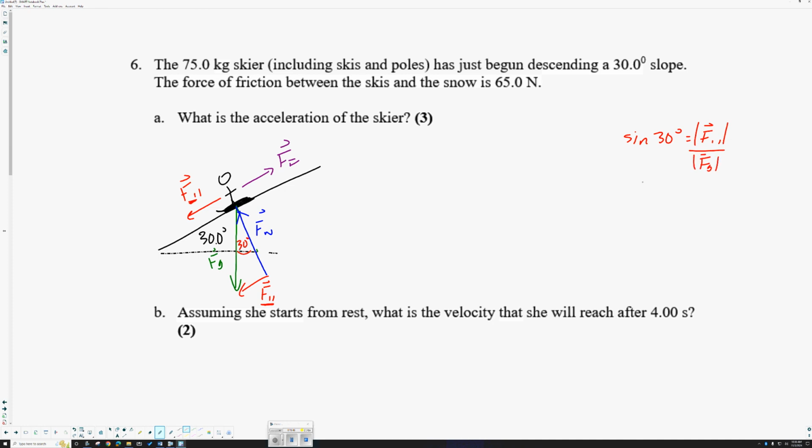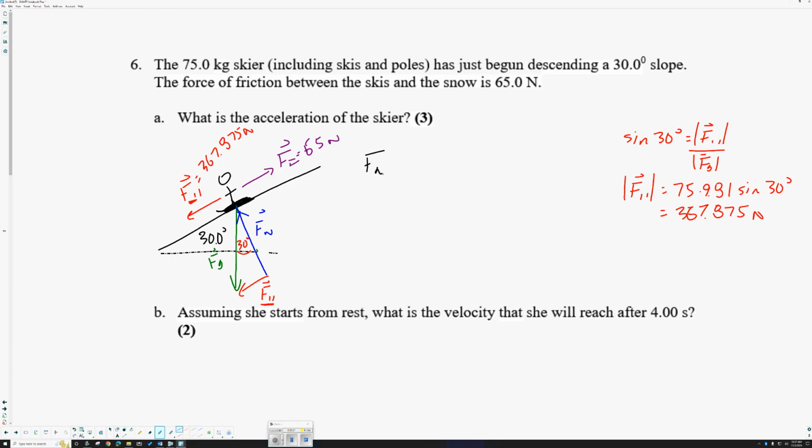F parallel is equal to mg sine 30. The mass here is 75 kilograms times 9.81 times sin 30. And that gives me a value of 367.875 newtons. Let's label that over here, 367.875 newtons. And we have that force of friction, of course, acting at 65 newtons up the hill. My F parallel should be drawn quite a bit longer than FF, but we're not going to lose any sleep over how long we draw those vectors. Should be longer because the force is a lot bigger, right?